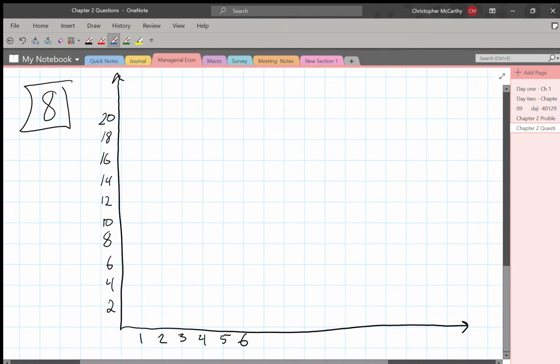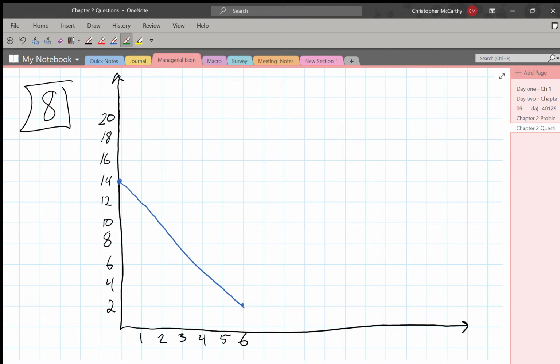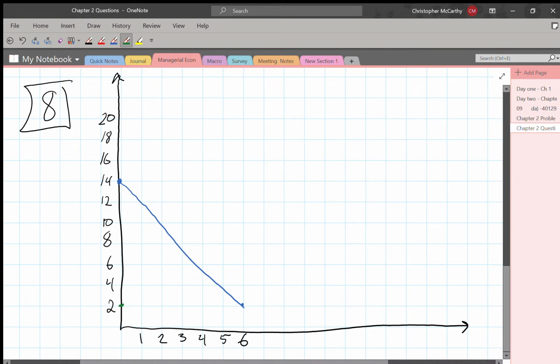And so we have a demand curve that has an intercept at 14, and it connects to 6.2 in a straight line. We've got a supply curve that starts at 2 and goes up at a slope of 2. Actually, it goes up at a slope of 4.